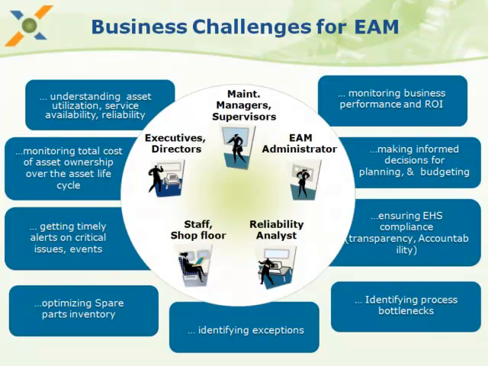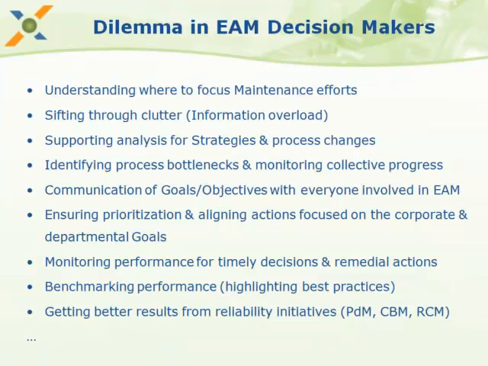Here is the dilemma that most of the EAM decision makers have. Where do we focus our maintenance efforts? There is a tremendous amount of information, and we have to sift through the clutter, get to the right information, support our analysis for strategies and process changes, and institute the KPIs to monitor them. We also want to know the process bottlenecks and monitor collective progress. If we have made any changes strategically or in the processes, we want to see whether that has effected any positive change in the results.